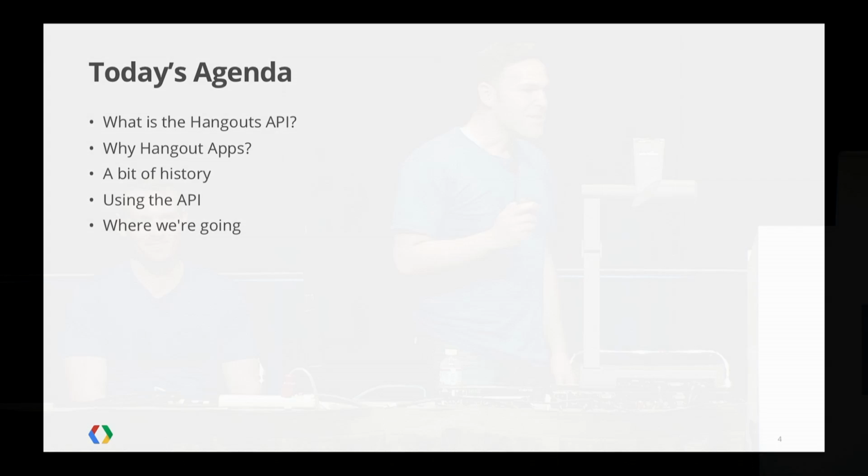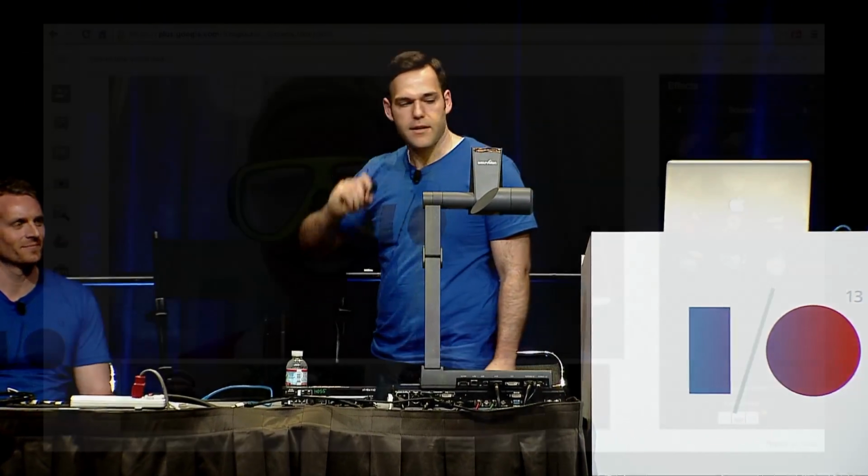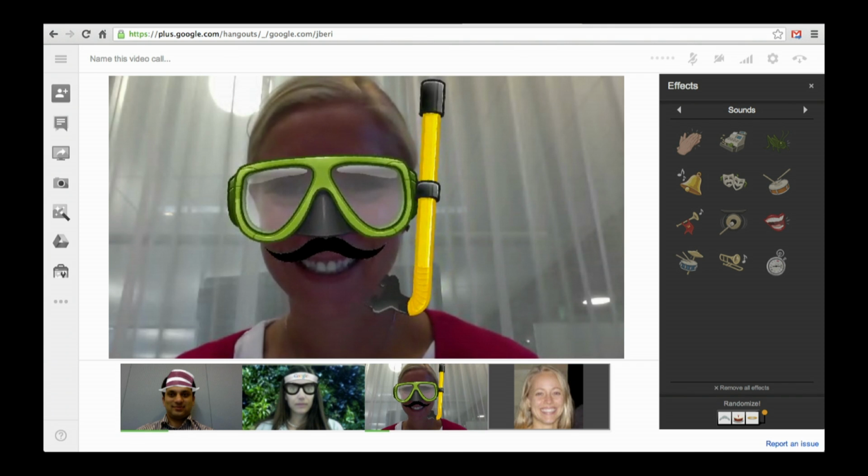Great. So what's the Hangouts API? Well, this is the effects app that we ship with Google+, and it's a Hangout app. And fundamentally, a Hangout app is an application that you as a developer can build that is integrated into the Hangouts experience. It's something you can control. It's something that you can create new experiences around, and we as Google integrate that for users, and they can quickly and easily add that to their conversation.